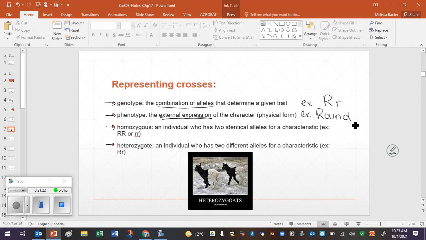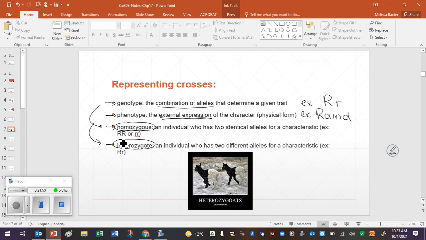Now, if we take the genotype and are a little more specific with the possibilities, we could describe an organism's genotype as homozygous or heterozygous. Homozygous is an individual who has 2 identical alleles for a characteristic. So for example, our parental generation that we used in the example, where there were 2 copies of the round allele, the capital R, or 2 copies of the wrinkled allele, the lowercase r, those individuals have a homozygous genotype.